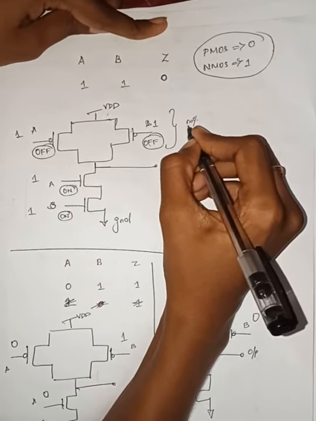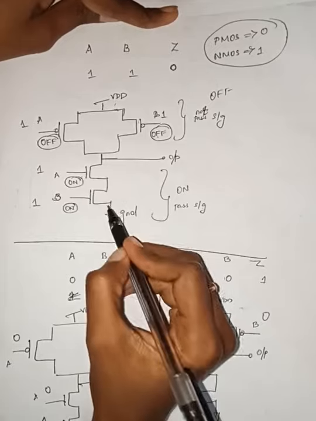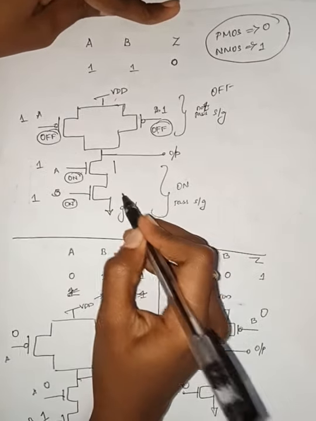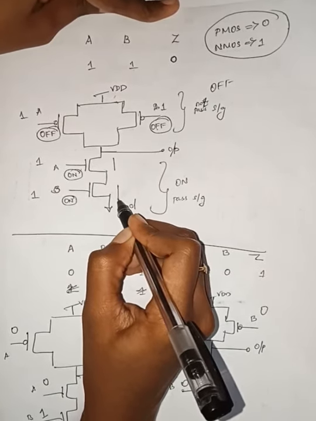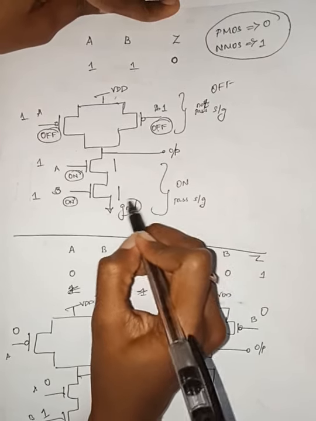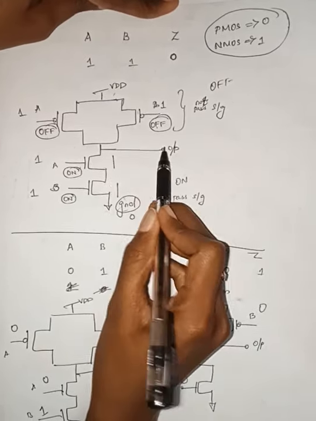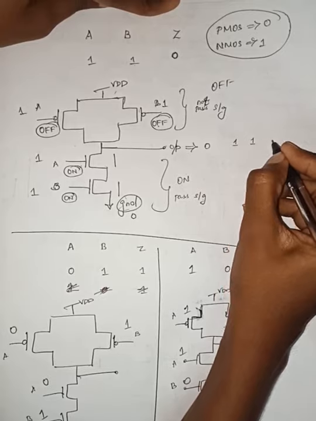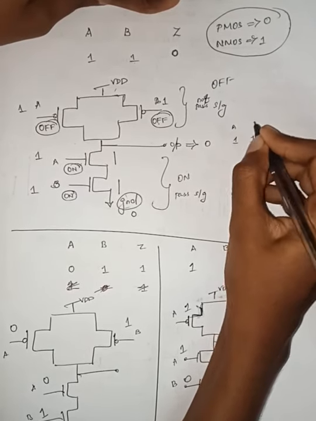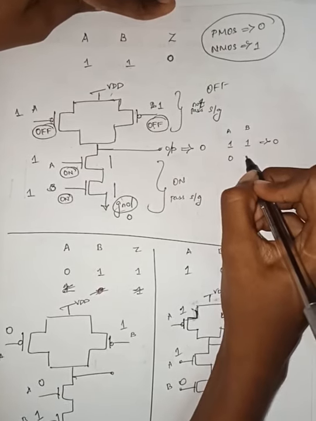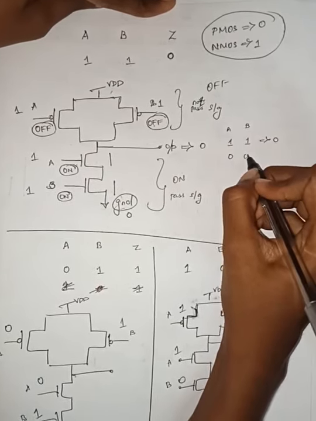So the pull-down network is on, the pull-up is off. So it is on, it will pass the signal. This is short circuited, and this transistor is also short circuited. So as ground is 0, it will pass the 0 to the output. We get a final output as 0. So when the input is 1, 1, we get output as 0. When the input is 0, 0, we get output as 1.